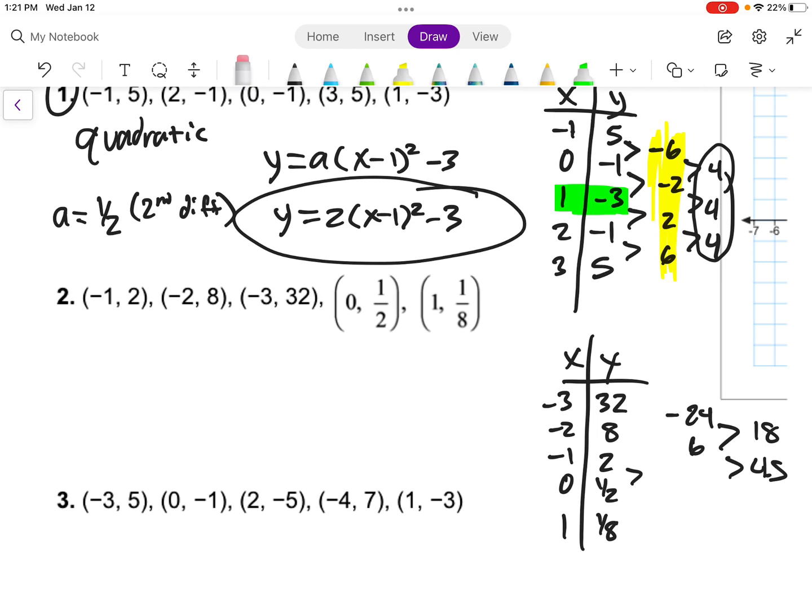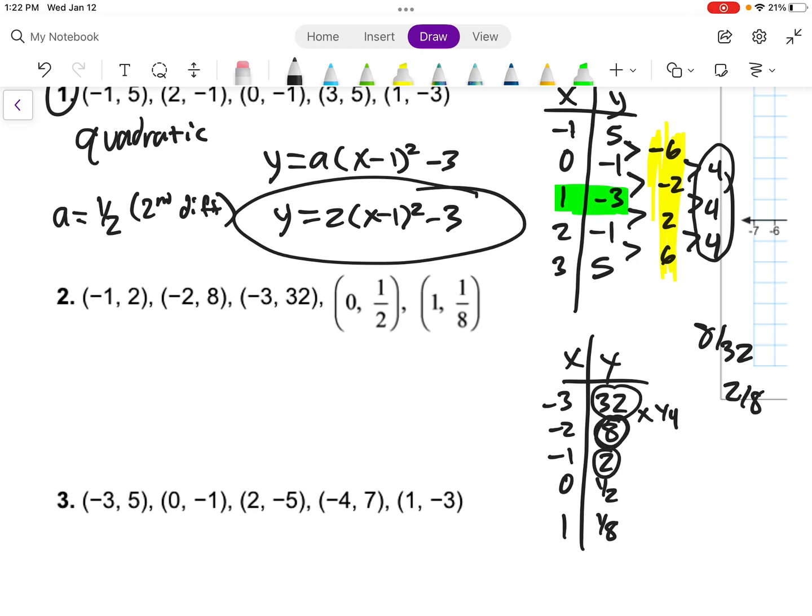Here's how you check to see if it's exponential. You've got to look for that common ratio. So you're going to take 8 and divide it by 32. 8 divided by 32 comes out to be 1/4. So to get from 32 to 8, you're timesing by 1/4. And then take 2 and divide it by 8. 2 divided by 8 is also 1/4. So to get from 8 to 2, you're timesing by 1/4.